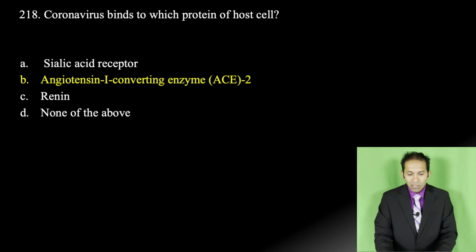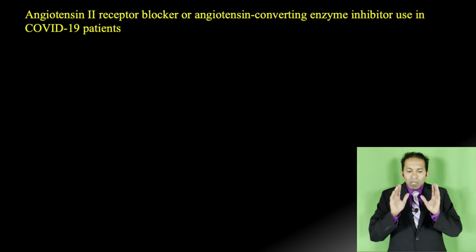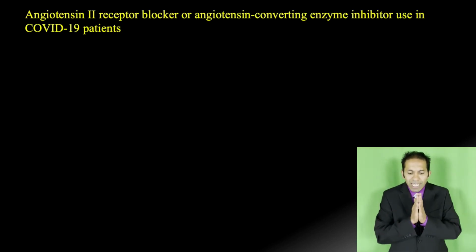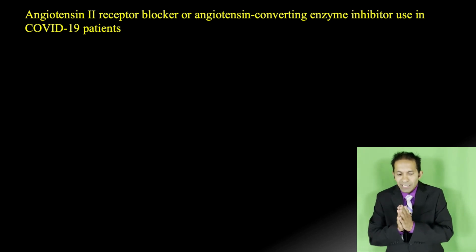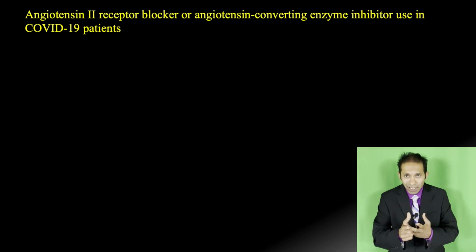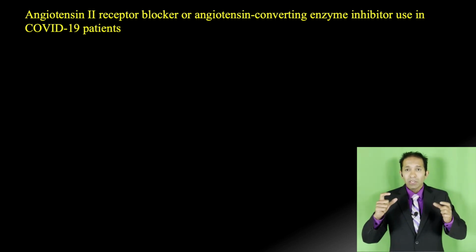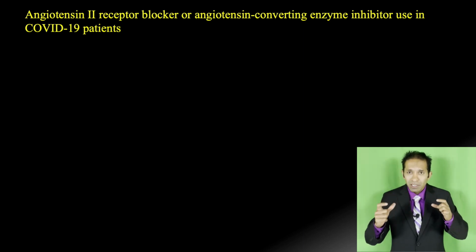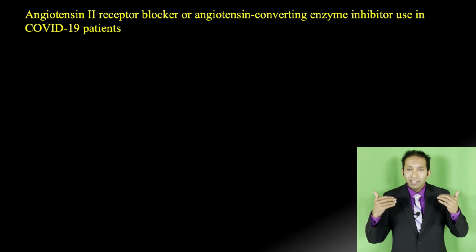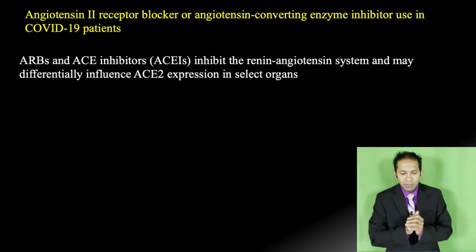So let's talk about this question. Let's go to next slide. Angiotensin receptor blocker or ACE inhibitor used in COVID-19 patients. This concept has been discussed widely because coronavirus binds with ACE2 receptor. There are observational studies which have been done to find out if patients are taking ACE inhibitor or ARB, should we stop this medication or not. Okay, so let's talk about this concept.